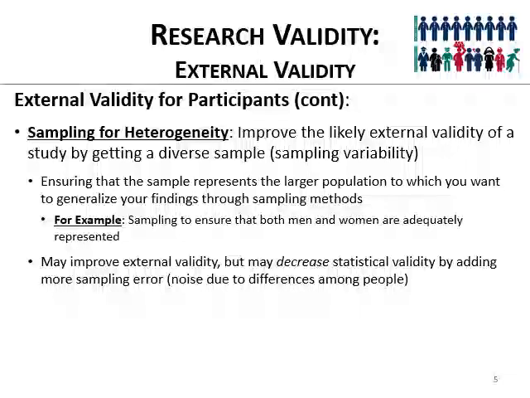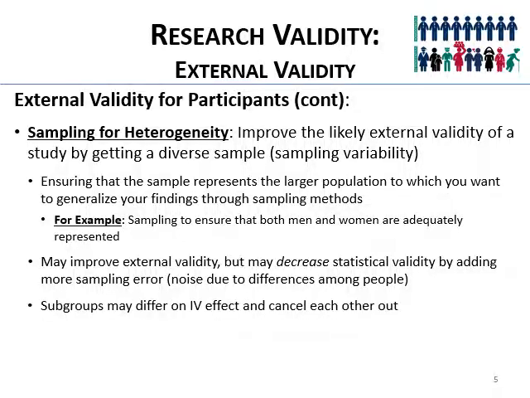So sampling for heterogeneity may improve your external validity, but it may decrease your statistical validity, because when you've got a more diverse group, you've got more noise, more between-group differences in people, and so it makes it harder to reject null hypotheses, for example.